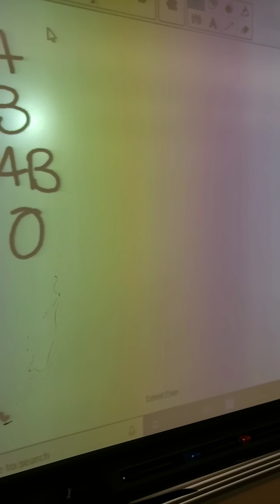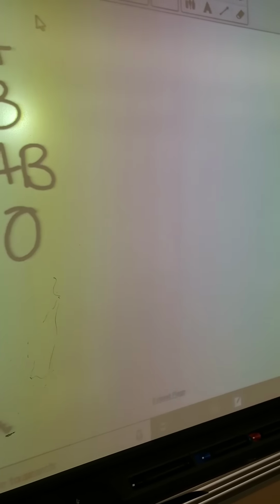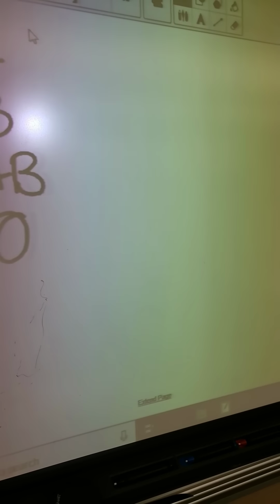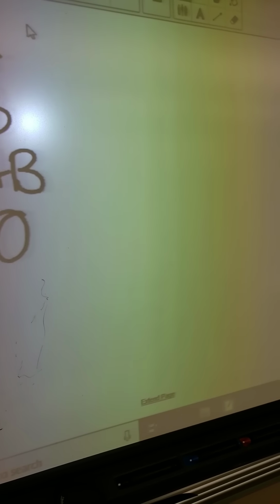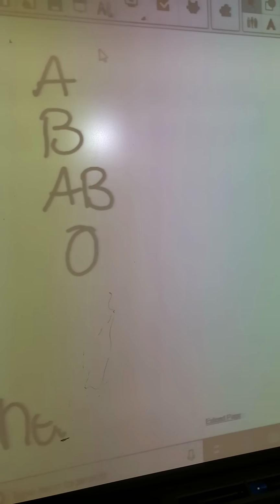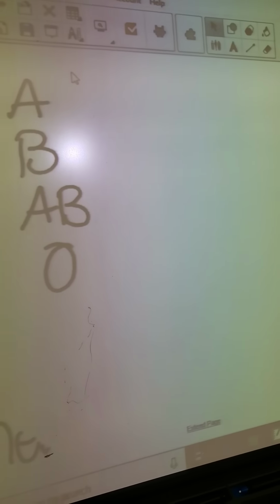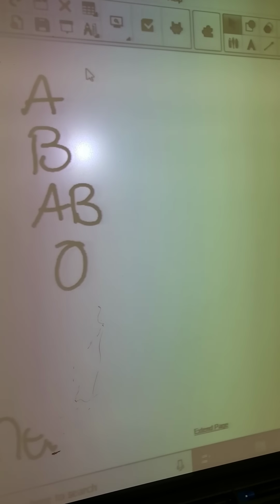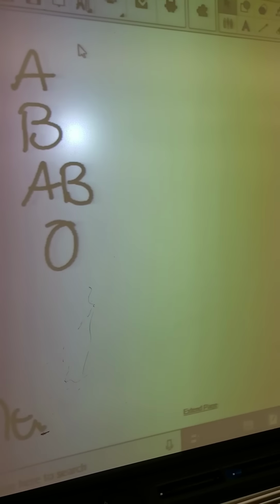Now, this is going to be based on the presence or absence of certain factors. So, type AB is going to have both antigens present. So you're going to have the A antigen and the B antigen present. And type O, you're going to have the absence of both antigens. So there's no A or B present. And of course, type A has antigen A, type B has antigen B. All right.